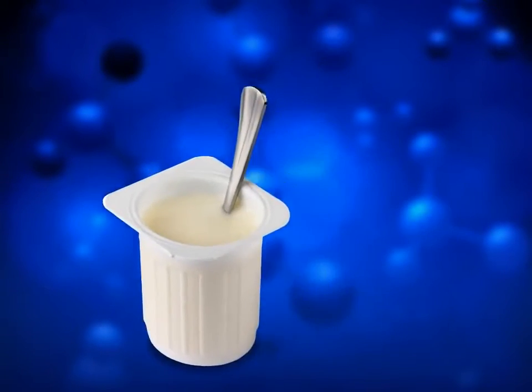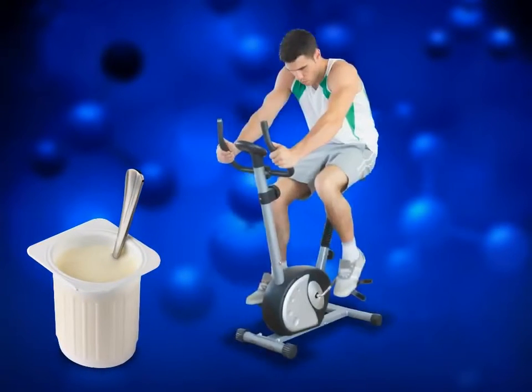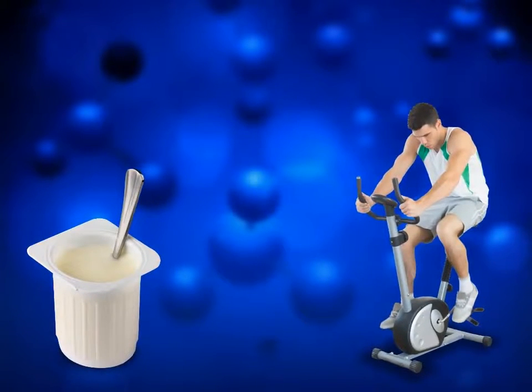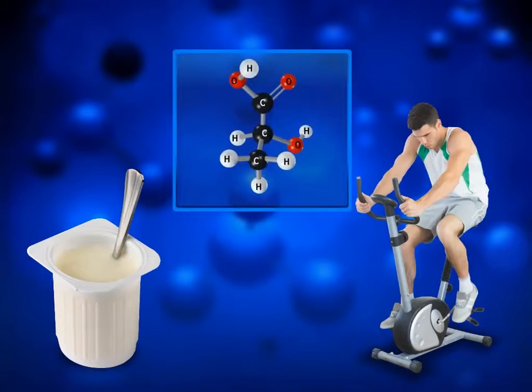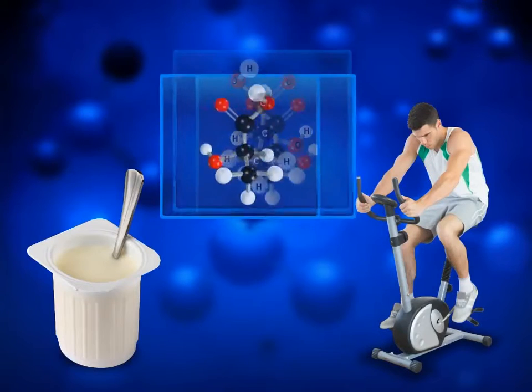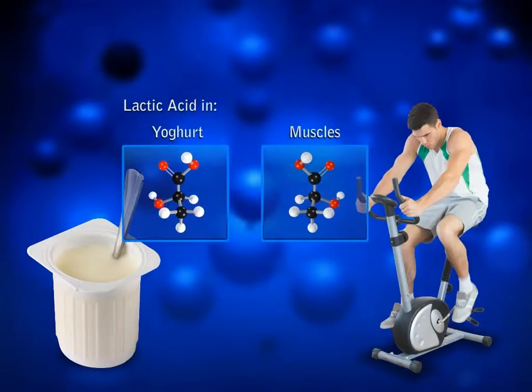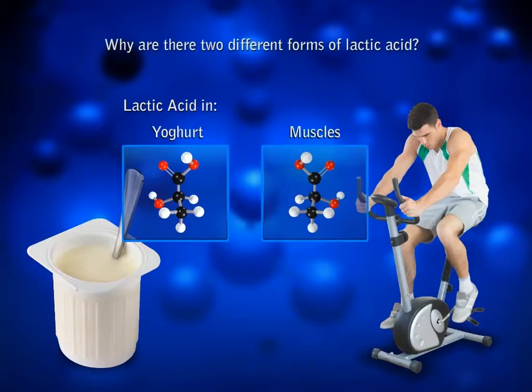Do you know why yogurt is sour and what causes muscle fatigue during strenuous exercise? The answer to both is lactic acid. However, the lactic acid in yogurt is different from the lactic acid that builds up in muscles. Why are there two different forms of lactic acid? Let us find out with some examples.